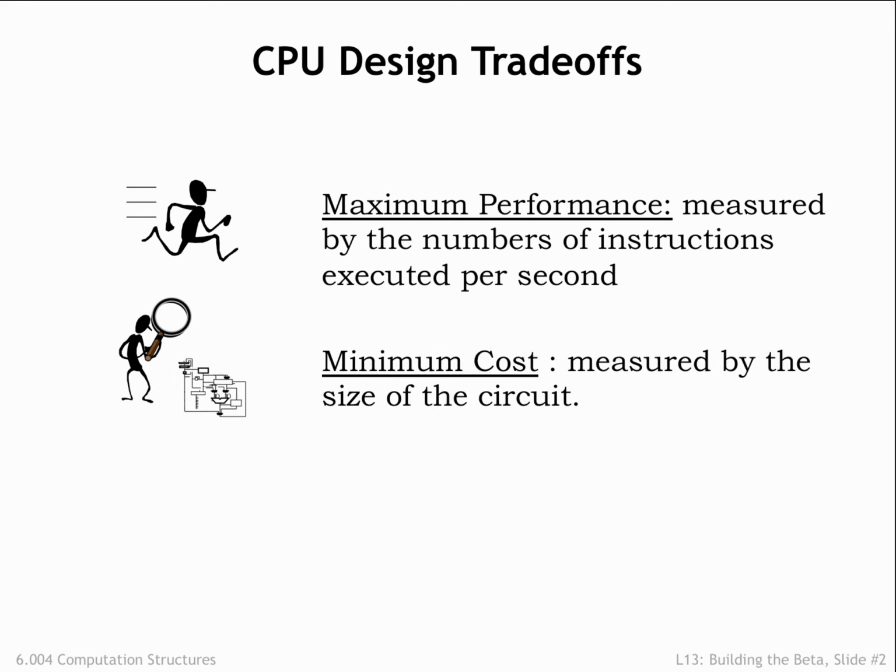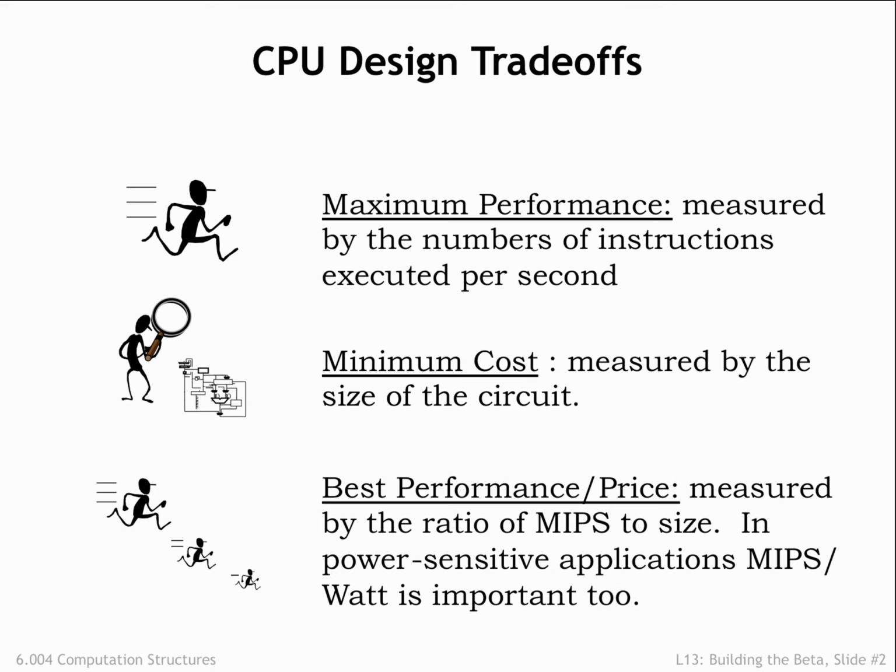Another goal might be to minimize the manufacturing cost, which, in integrated circuit manufacturing, is proportional to the size of the circuit. Or we might want to have the best performance for a given price. In our increasingly mobile world, the best performance per watt might be an important goal. One of the interesting challenges in computer engineering is deciding exactly how to balance performance against cost and power efficiency. Clearly, the designers of the Apple Watch have a different set of design goals than the designers of high-end desktop computers.